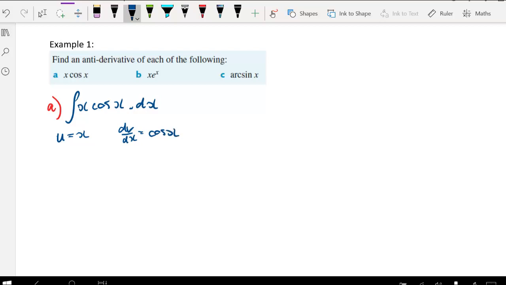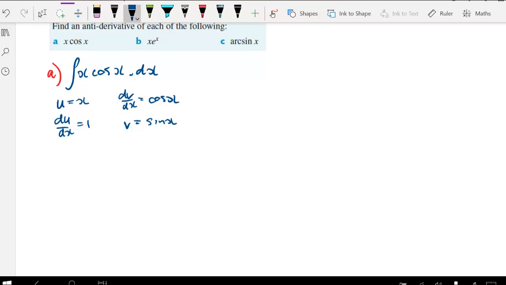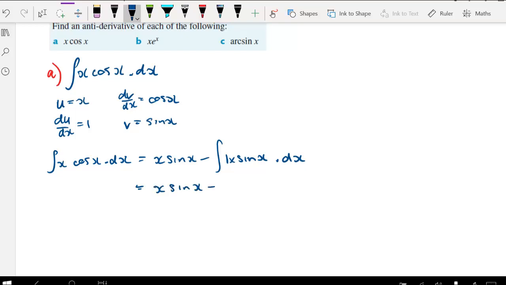be cos x. du/dx will be 1, and therefore v, which is the integral of cos x, will be sin x. Now that we've done that, we know that our integral of x cos x dx will be equal to uv, which is x sin x, subtract the integral of v du/dx, which means we've got 1 multiplied by sin x dx. Okay, so this becomes x sin x subtract the integral of sin x dx.